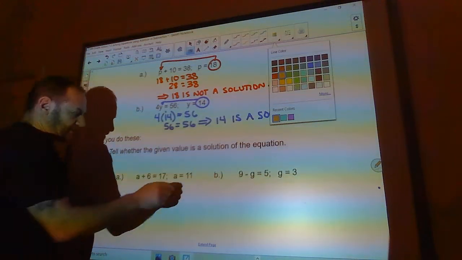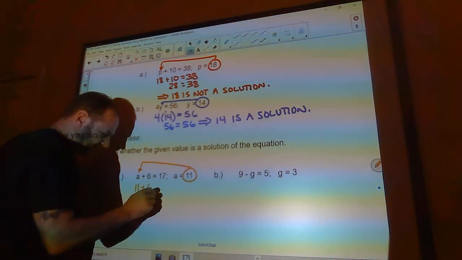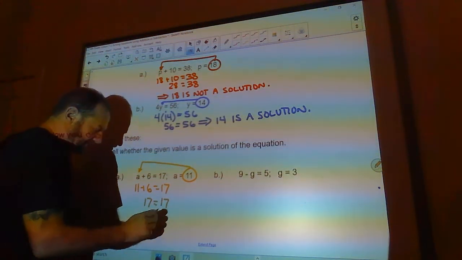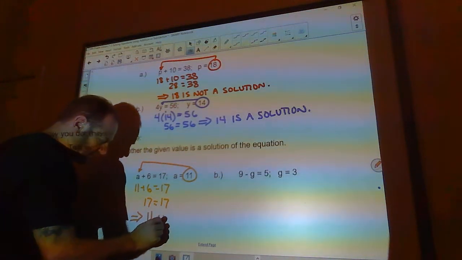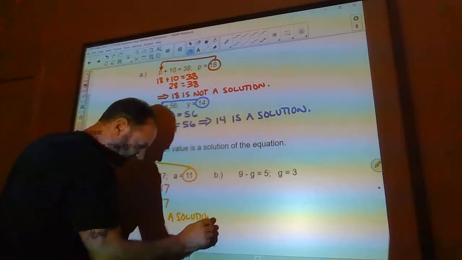Okay, so this one I'm going to take 11. I'm going to substitute it in here. 11 plus 6 is 17. 17 equals 17. That implies 11 is a solution. So hopefully you got that.